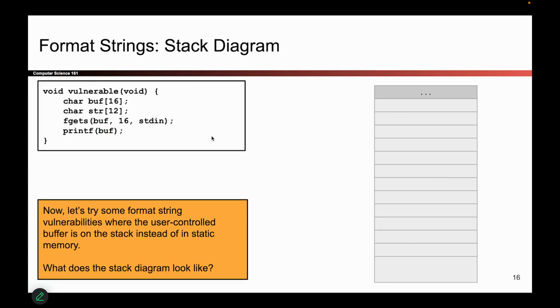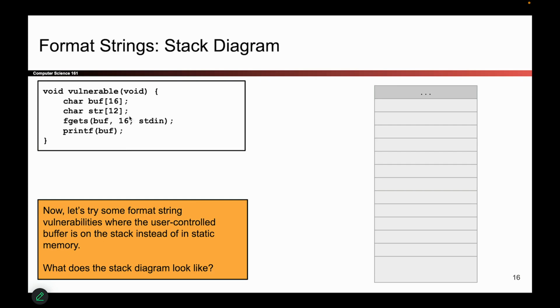Okay, now let's do a more complicated one. So this time, still kind of the same idea as before. We're still letting the attacker control the 0th argument to printf, the one with all the formatters. But this time I'm going to put the buffer on the stack instead of in the static part of memory, just to show that I can make more complicated things happen. So let's draw the stack diagram.